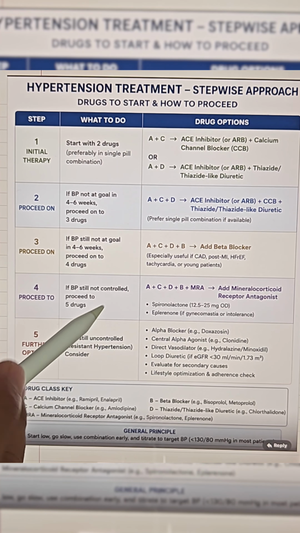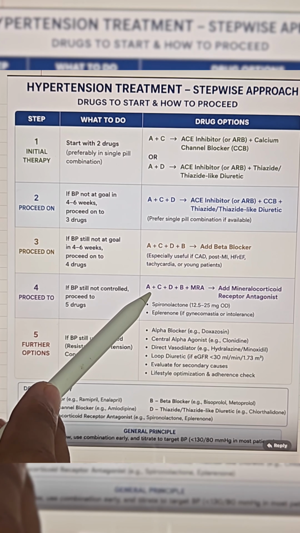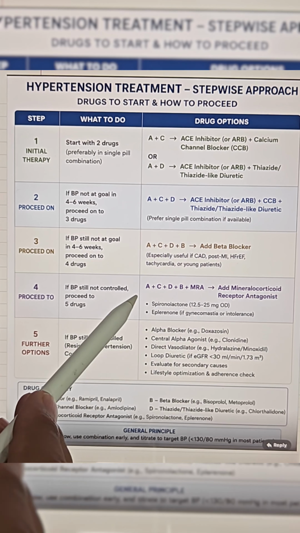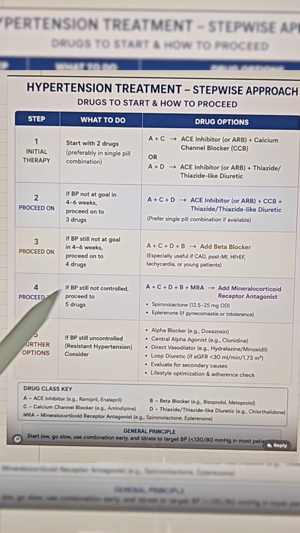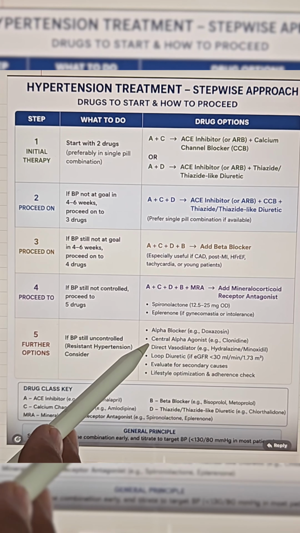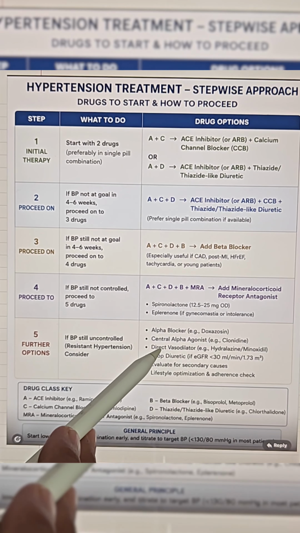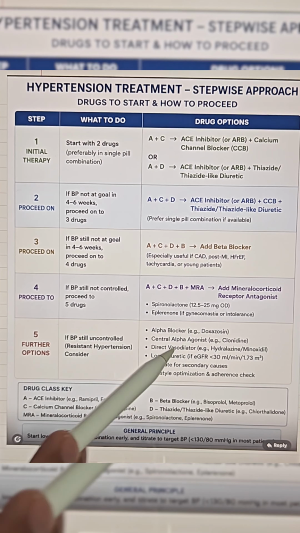So BP is still not getting control. What is resistant hypertension? Hypertension is not getting control on four drugs, one of which is a diuretic. So diuretic is a must. Then we have to give the centrally acting drugs like alpha blocker. Example is doxazosin, central alpha agonist such as clonidine, and other drugs which are mentioned here.